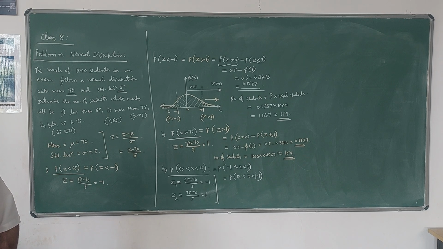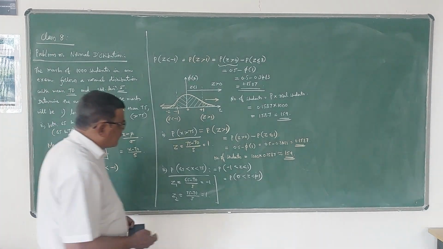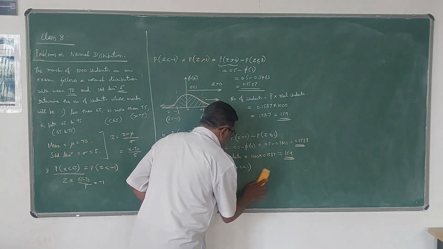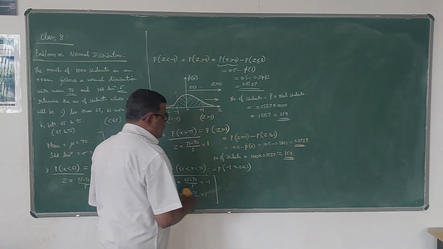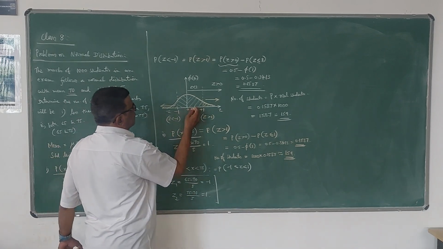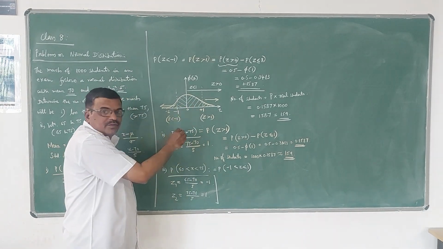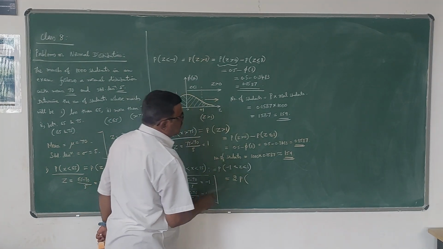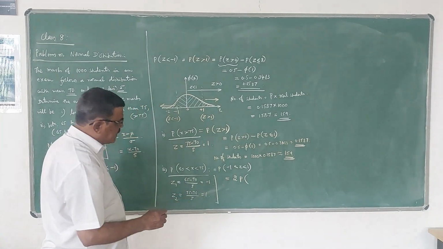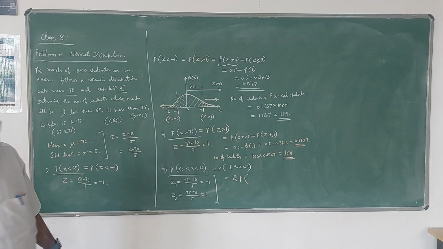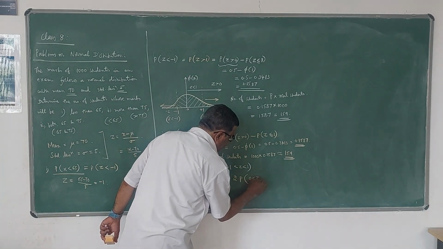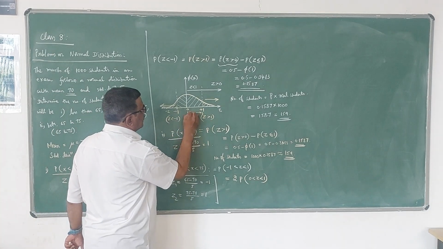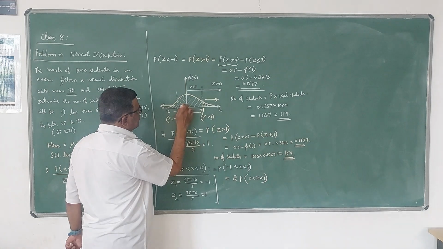You can write like this, in another way also. What I will do here is, actually this is symmetric. Since it is symmetric, I can write 2 times. These two areas are equal. So I can write it as 2 times the probability of 0 less than z less than 1. I am taking from here to here, and I am multiplying that by 2 because these two are equal.